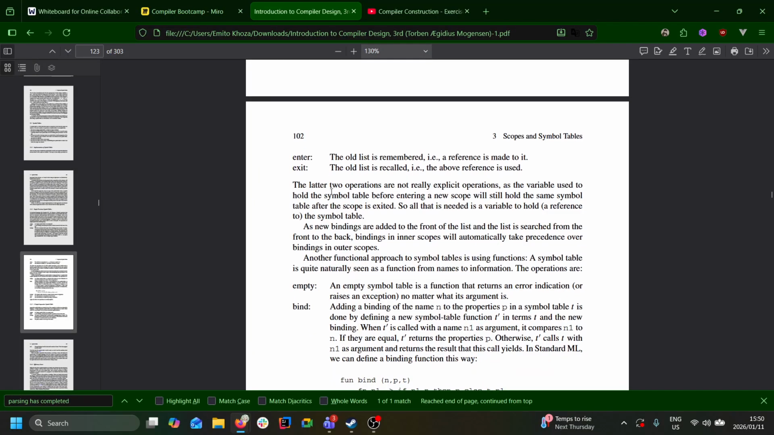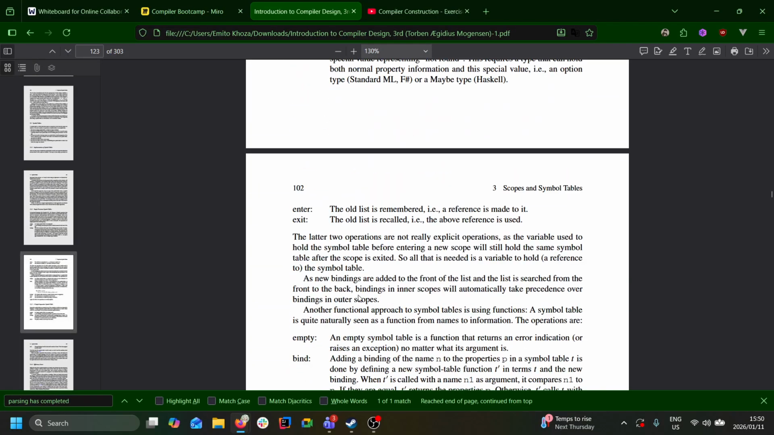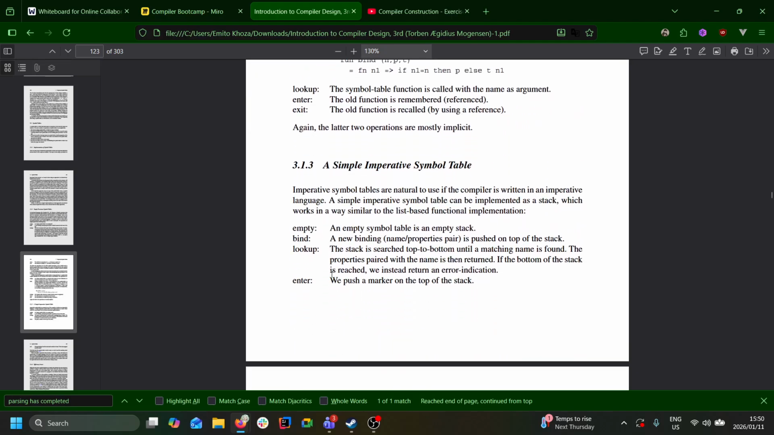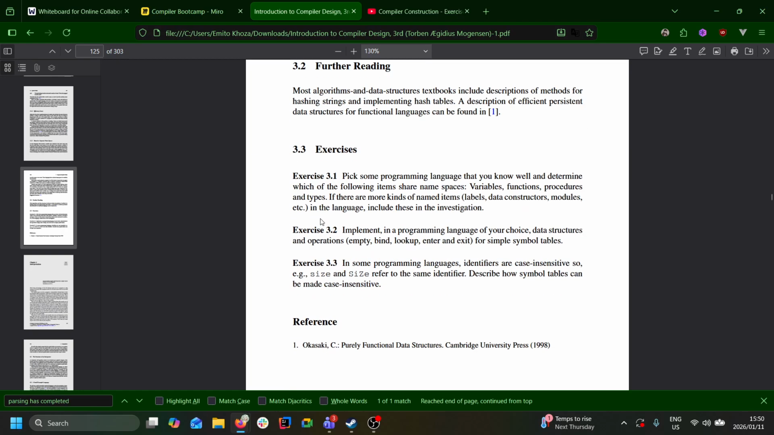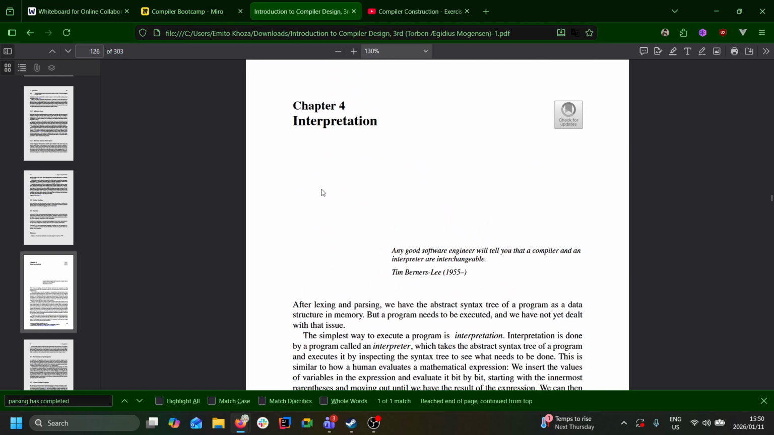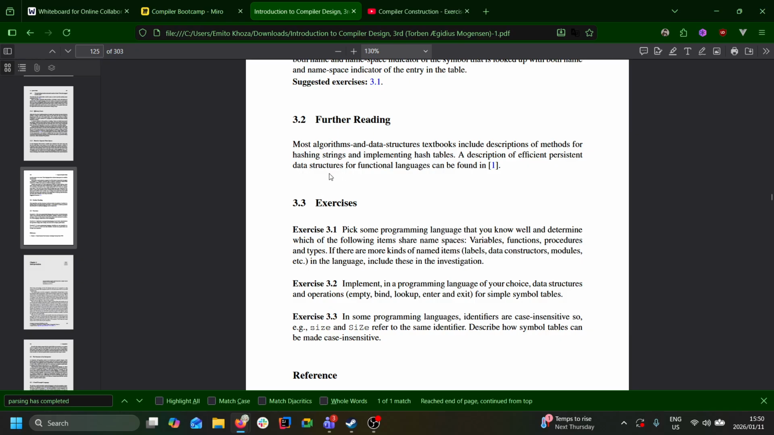Let's see. Chapter three. I usually don't have much to say about chapter three. It's a simple table. It's only useful for the practical sessions, at least if you're working on a project.